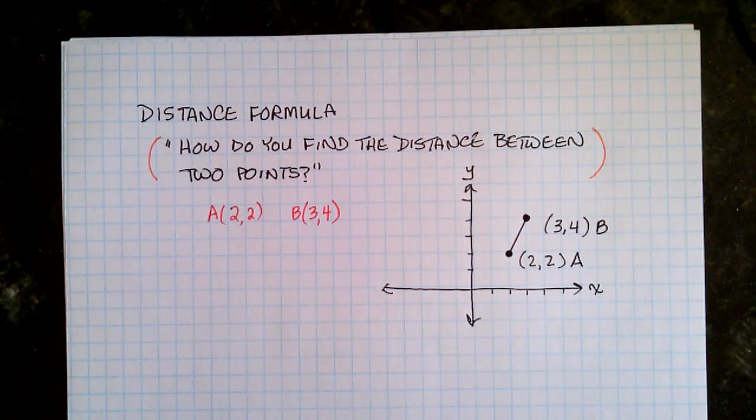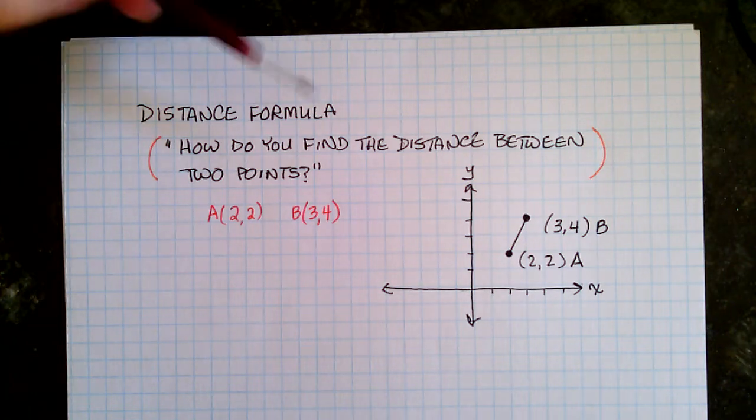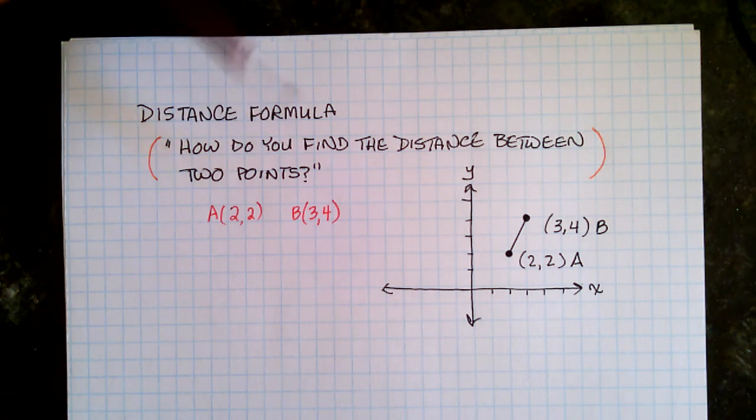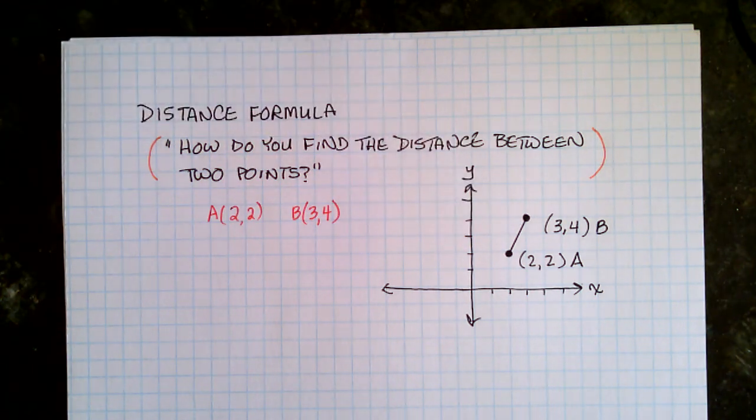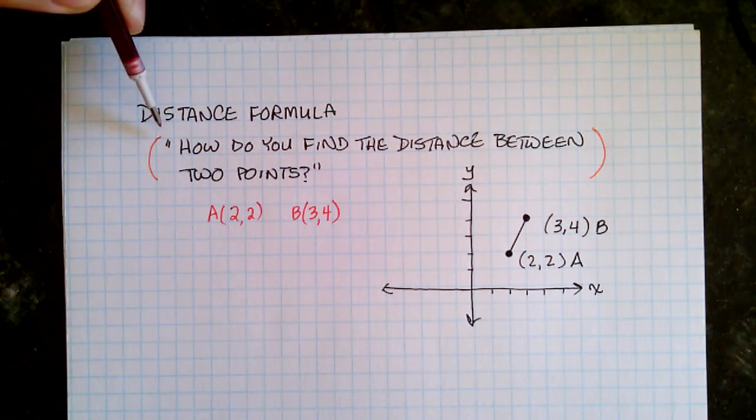What's going on, everybody? I just wanted to go over one of the topics for the week. This is the distance formula, and it answers the key question: how do you find the distance between 2 points? So we're trying to find the length of this line, which is essentially the distance. And so one of the ways we could do that is by using the distance formula.